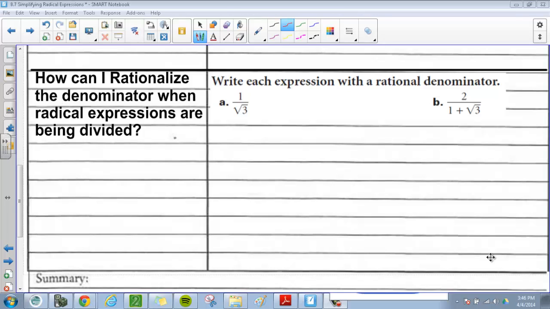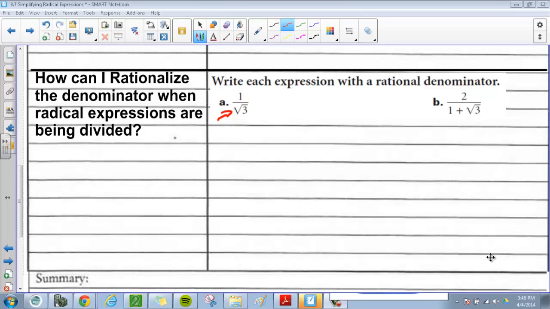Okay, I got a story for you guys. A long time ago, somebody said it's not appropriate to have radicals in the denominator. I don't know who that somebody is, but because he said that's not appropriate when we have radicals in the denominator, we had to come up with a way to get them out of there. Get the radicals out, but make the expression equal the same thing. And so we found a method.